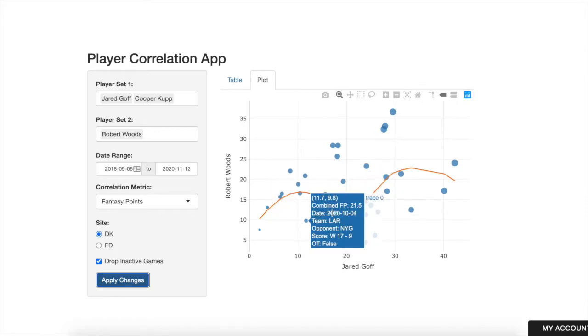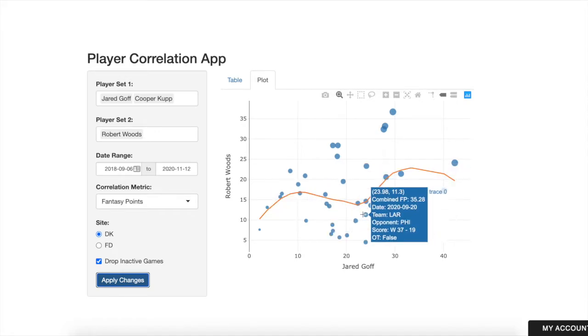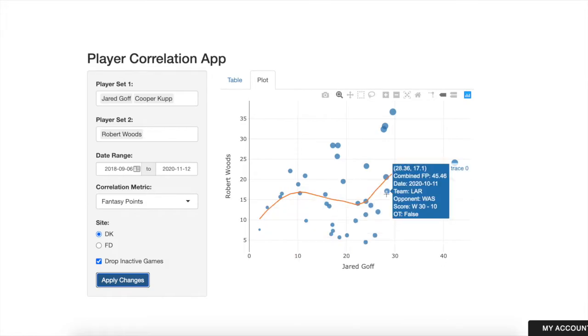There are points within Goff and Woods' range of outcomes where we do have more linear or more strongly positive correlation, but in general, across the range of outcomes for these two players, it's not super tight. There is a decent amount of variance, and that's why you see that lower correlation.